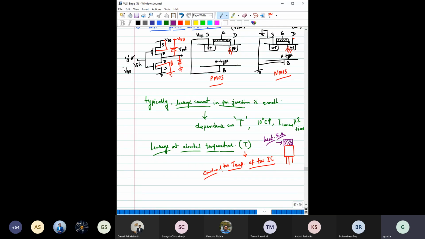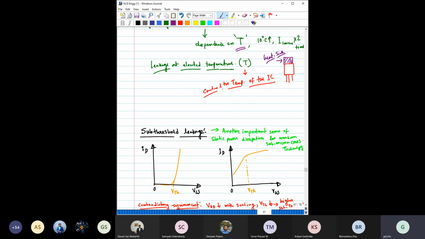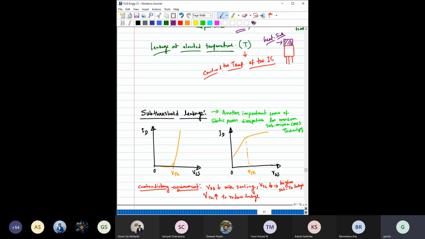So there are different techniques by which you can reduce the IC temperature, because temperature is another factor which, as a designer, you should keep in mind. If the device temperature or the IC temperature is increasing, then the performance of the total circuit will deteriorate heavily, right? So this is another important thing. This is from the point of view of PN junction leakage.